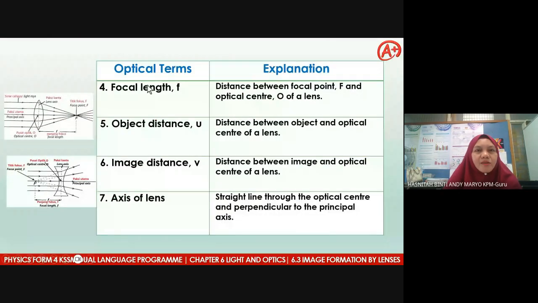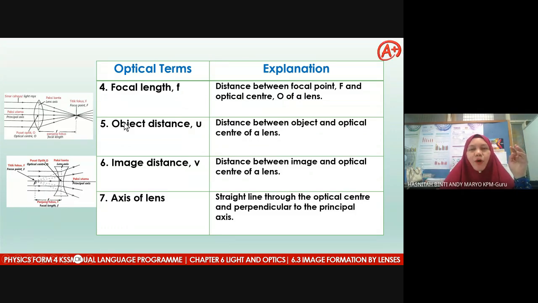You can see the focal length there for the convex lens and for the concave lens. The focal length is given the symbol small f. So what is focal length, students? It is the distance between the optical center and the focal point. So you measure the distance, and it will give you the focal length. This is the focal length for the convex lens, and this is the focal length for the concave lens.